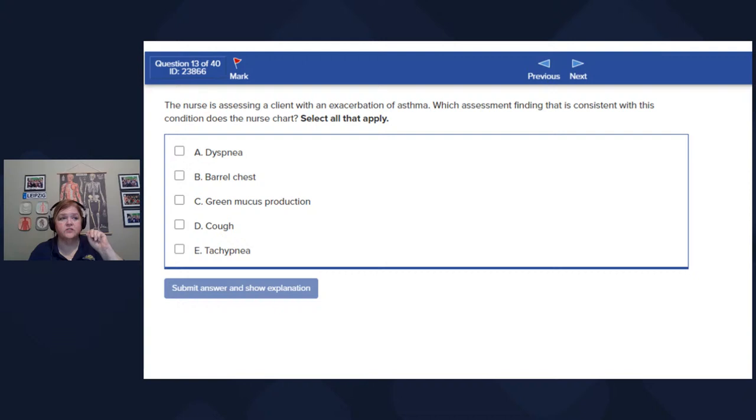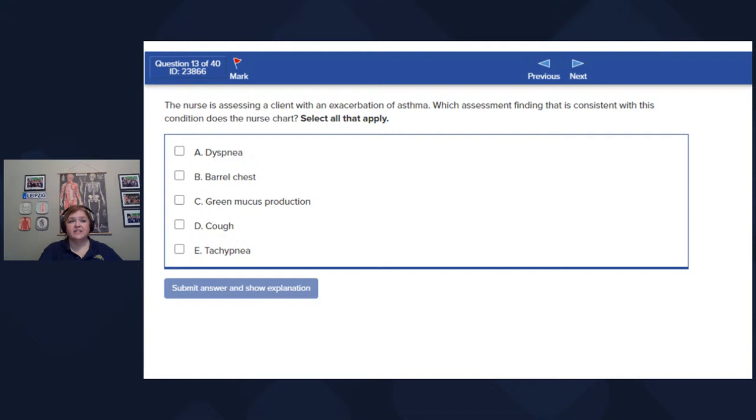So really what they're asking you here, with kind of some awkward wording, is which of these would you expect to find in someone who's having an exacerbation of asthma? That means they're having an asthma attack. So would you expect dyspnea? You would say yes or no. Go on to the next one. Would you expect a barrel chest for somebody with an exacerbation of asthma? Yes or no. Go on to the next one. Would you expect green mucus production? Yes or no. Would you expect a cough with an exacerbation of asthma? Yes or no. Would you expect tachypnea with an exacerbation of asthma? Yes or no.